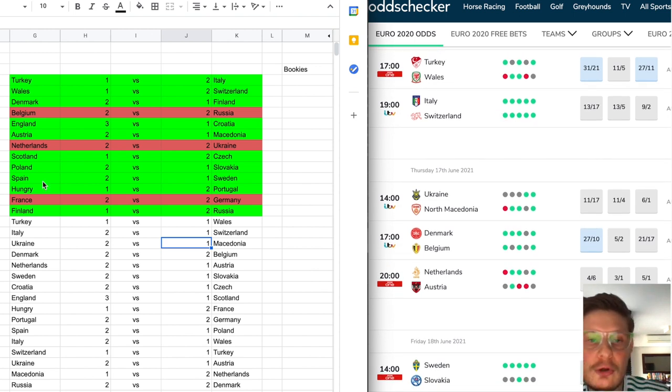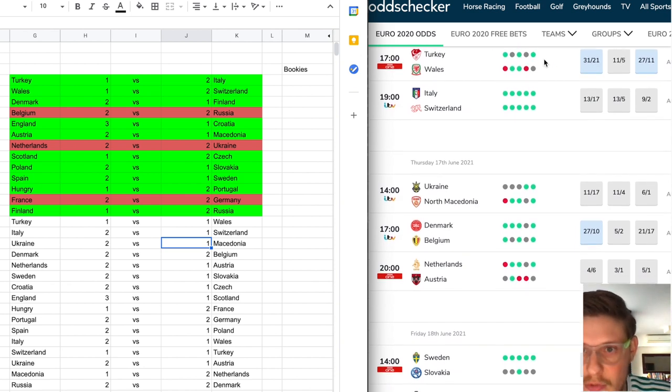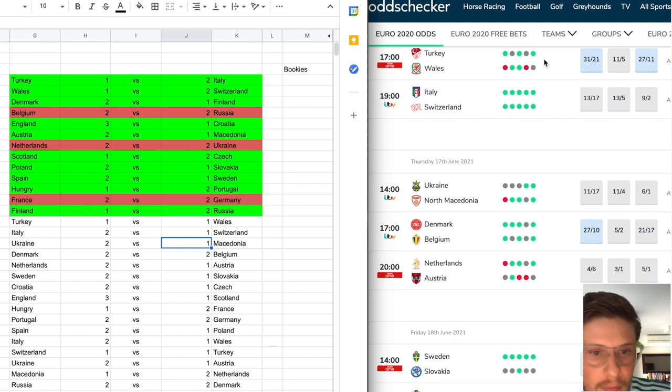So this is a purely mathematical model versus the bookies, who use, I think, professional and more subjective methods. Well, I don't know how they come up with their results. Different betting sites will have different things, and then there's arbitrators as well, and it's a lot more complicated.